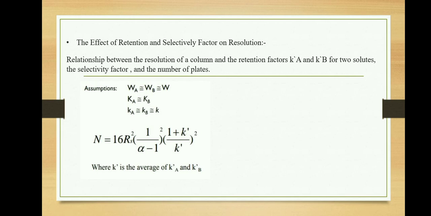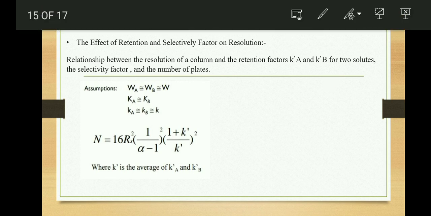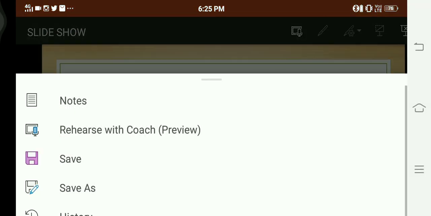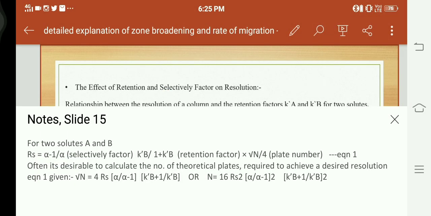So the next is the effect of retention and selectivity factor on resolution. Here I have directly given the equation, but to help you understand I have added a note so you can see how we got this equation. For the two solutes A and B, Rs is (alpha minus 1) by alpha, this is the selectivity factor, times k'B by (1 plus k'B), this is the retention factor for solute B, times square root of N by 4, where N is the plate number.